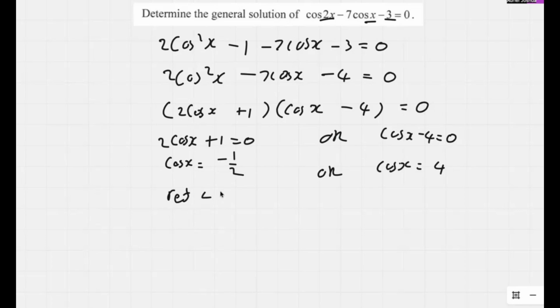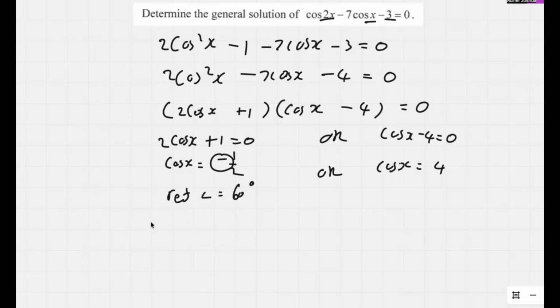So on the left-hand side, we will find a reference angle. Basically for a reference angle, we're going to find the inverse of cos. On your calculator you type shift cos, and you enter the positive version of this, so you enter half. When you enter half, you should get 60 degrees. Then we look where cos is negative. On our cos diagram, we know that cos is positive in the fourth quadrant, but cos is negative in the second and third quadrants.